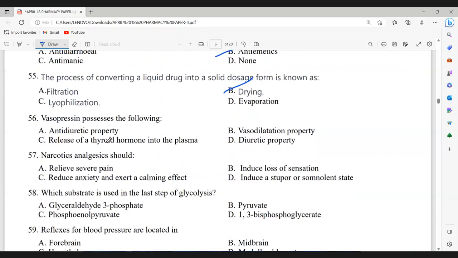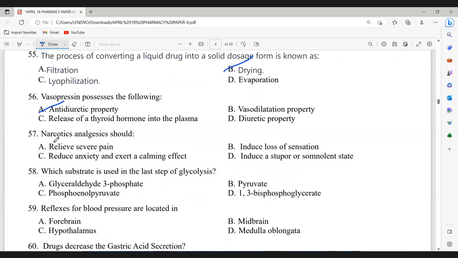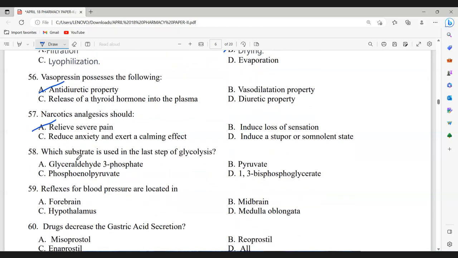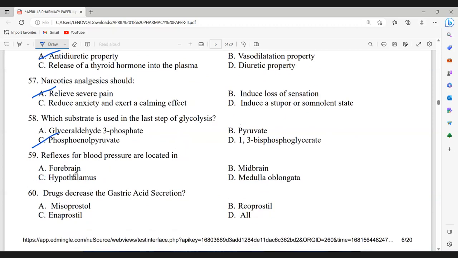Then 56. Vasopressin possesses the following. Vasopressin has antidiuretic property. Narcotic analgesic should relieve severe pain. Then 58. Which substrate is used in the last step of glycolysis? We can use phosphoenol pyruvate. Phosphoenol pyruvate is converted to pyruvate in presence of pyruvate kinase. Then 59, reflexes for blood pressure are located at.